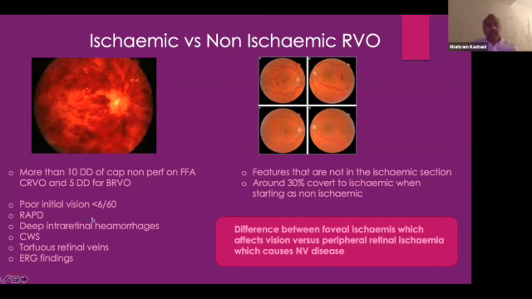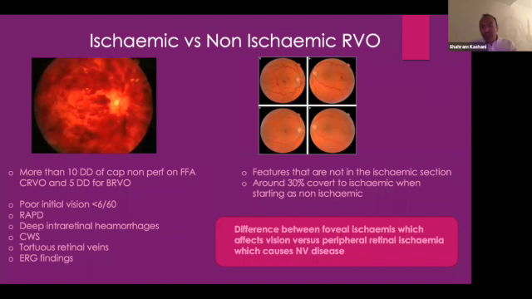But I'd say poor vision, RAPD, deep intraretinal hemorrhages, cotton wool spots, tortuous veins are all signs that the patient has ischemic vein occlusion and the prognosis is poor. If they don't have any of that, then it's non-ischemic and they have a better prognosis, but don't forget 30% will convert to ischemia. With ischemia, they are also at risk of not really responding to anti-VEGF therapy. So you can treat the macular edema, but the vision won't change because the damage is done.